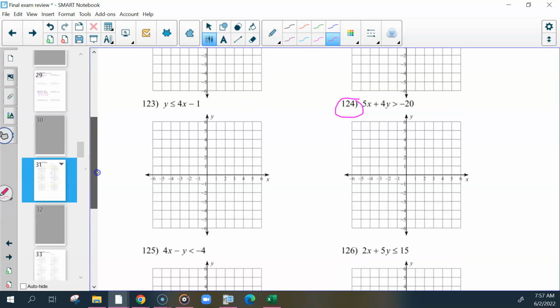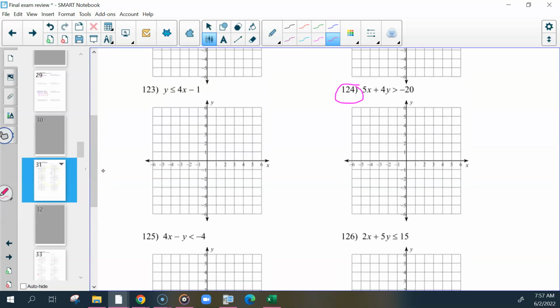On the next page, it's going to be one of these unless we want to see another. So graphing linear inequalities, if it's not in slope-intercept form like 124, you need to get it back in slope-intercept form. So subtract out x on both sides. 4y is greater than -5x minus 20. Divide everything by 4. So our y is greater than -5 over 4x minus 5.